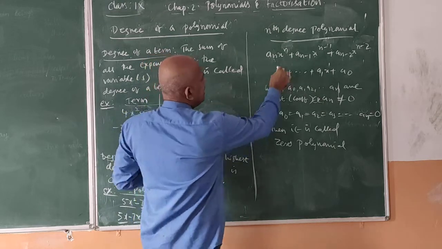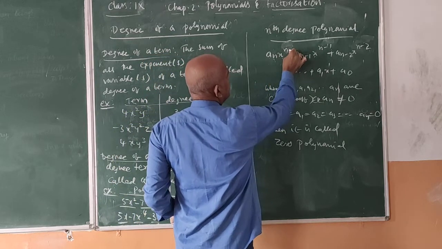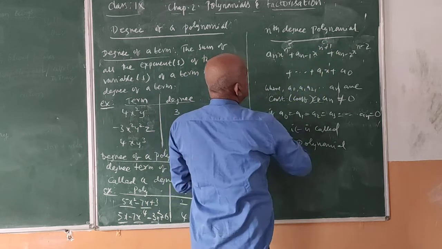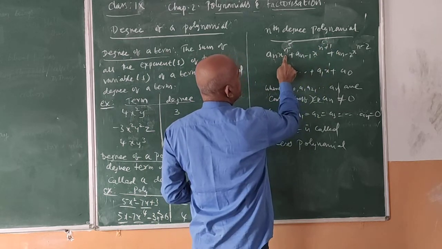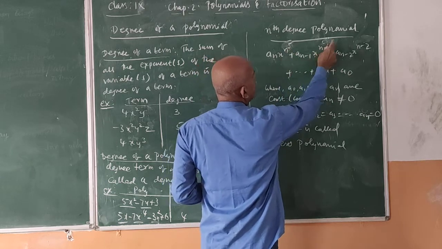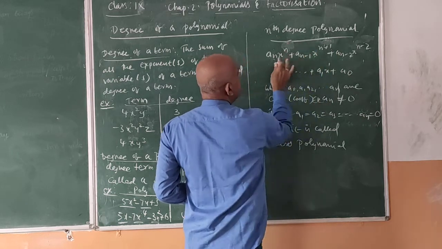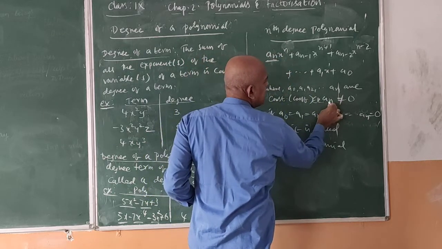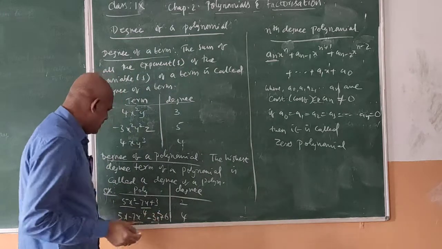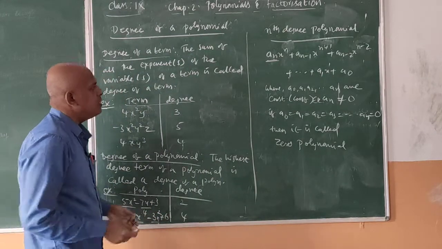Suppose here the highest degree is what? N. Suppose this becomes 0, suppose it is y, it is 4. Suppose it becomes 0 into x power n, 0. 0 into x power 5 becomes 0. Then 4 becomes the degree. That's why for the leading coefficient we should always write the condition a is not equal to 0. So here highest degree is what? 4. Its coefficient is 7.